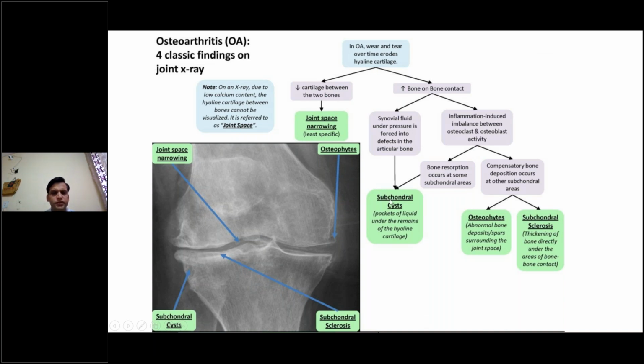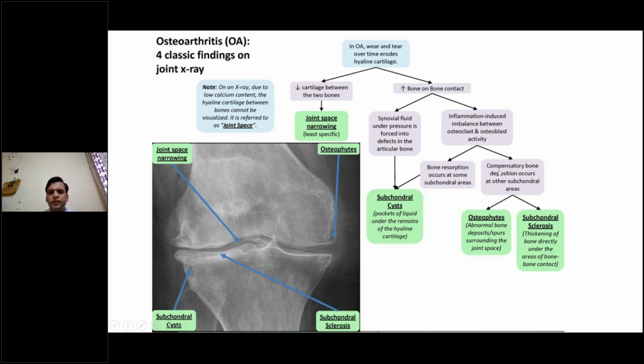So how do subchondral cyst, osteophyte, and subchondral sclerosis develop? Once there is cartilage loss, the bone to bone contact between two articulating bones increases. If this increases, synovial fluid under pressure is forced into defects in the articular bone, and this trapped synovial fluid causes subchondral cyst.